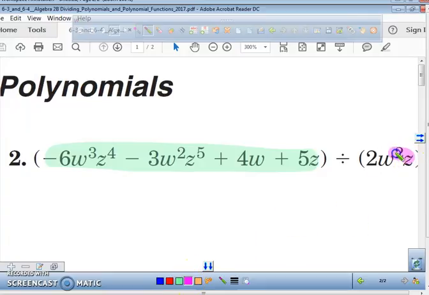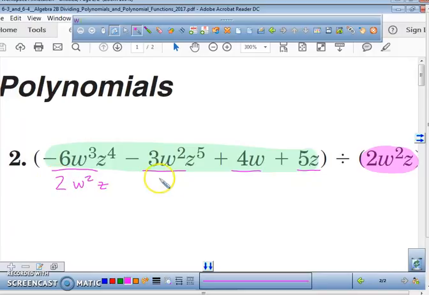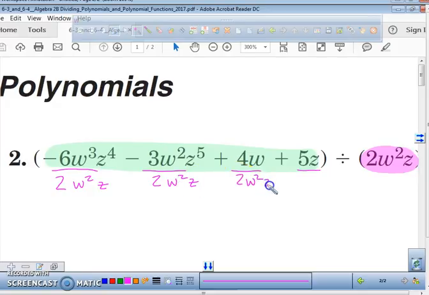Great. What are we going to divide every single one of these individual monomials by? That's right, 2w squared z. So that's what I'm going to do. I'm just going to divide all of them by 2w squared z, and 2w squared z, all the way down. Always take the time to write down the correct problem. Now I'm going to focus not on the whole problem, but on this one individual term that we have to do.